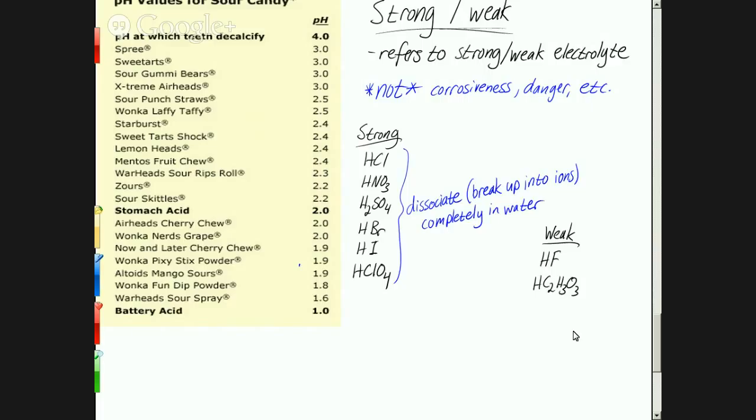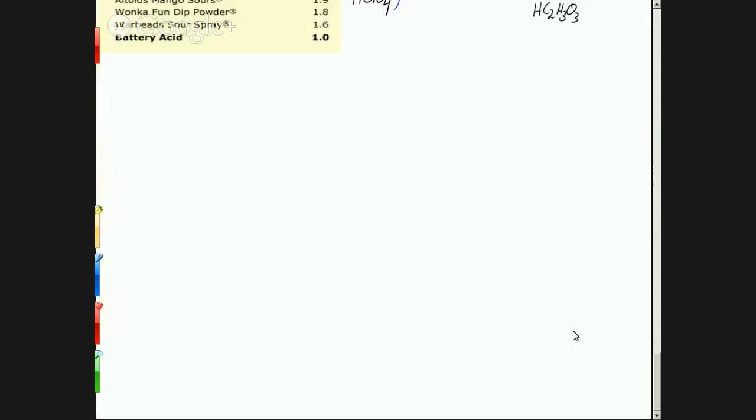All right. So now let's look at, do you want to talk about titrations? No, we'll leave that for lab on Monday. Let's talk about buffers.